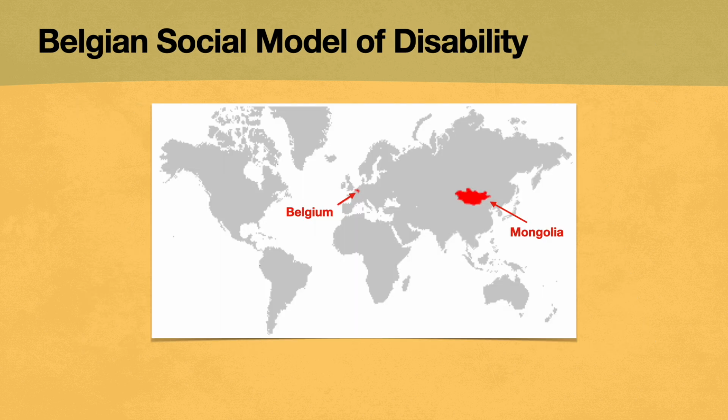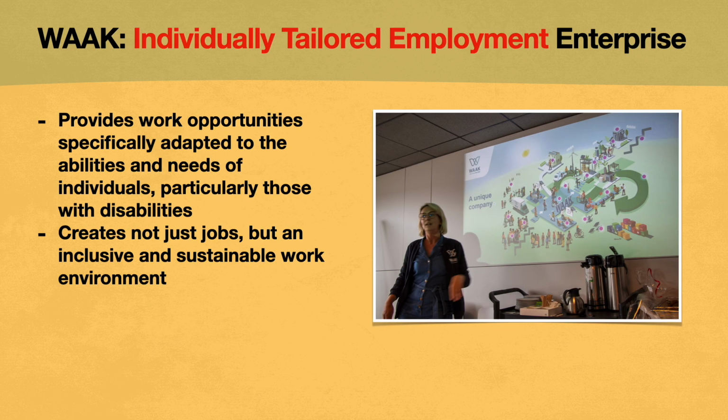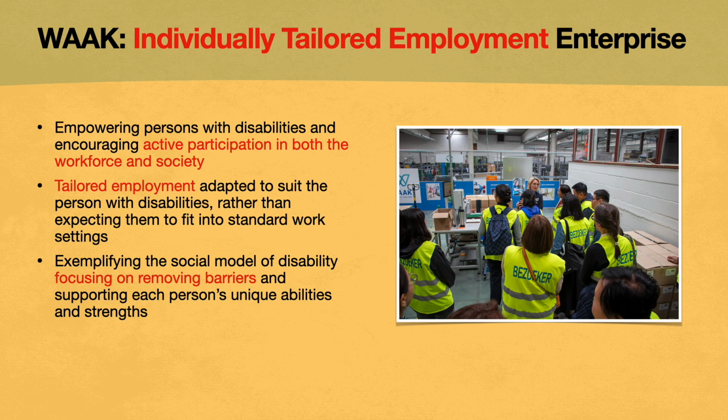Let's look at some institutions in Belgium that embody this shift. WAAC is a tailored employment enterprise that provides work opportunities specifically adapted to the abilities and needs of persons with disabilities. It not only creates jobs, but fosters an inclusive work environment, empowering persons with disabilities to be active contributors to both the workforce and society. By ensuring that work suits the person, rather than expecting them to adapt to a standard work setting, WAAC truly exemplifies the social model of disability.